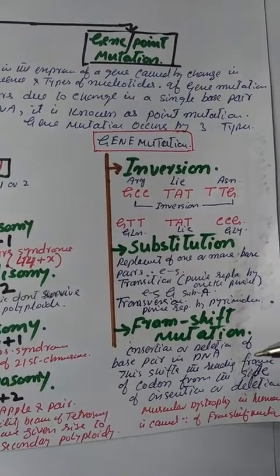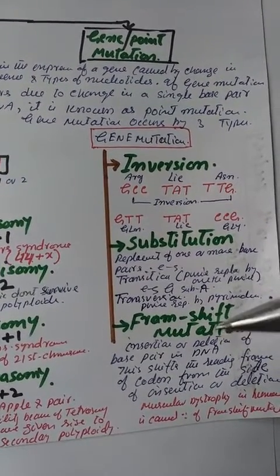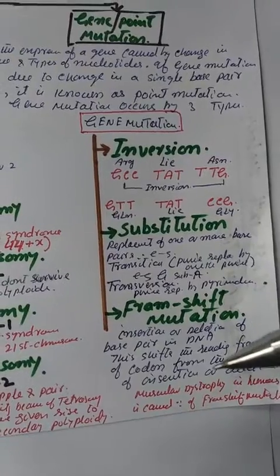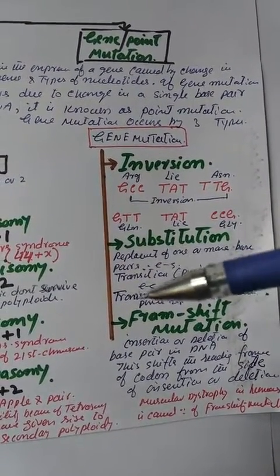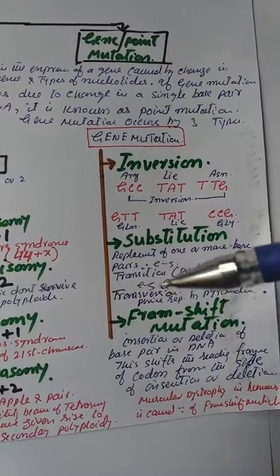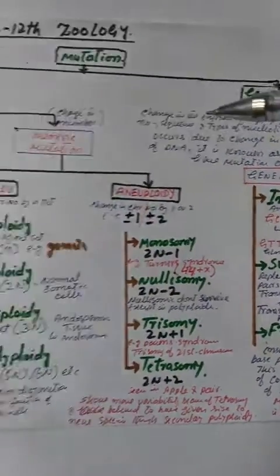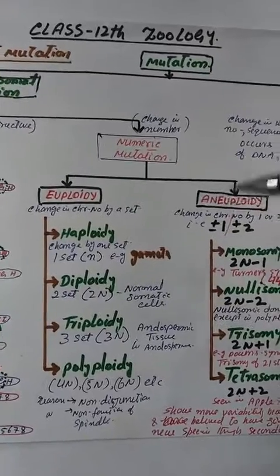This shifts the reading frame of codons from the site of insertion or deletion. Now, muscular dystrophy in humans is a very famous example of frame shift mutation.